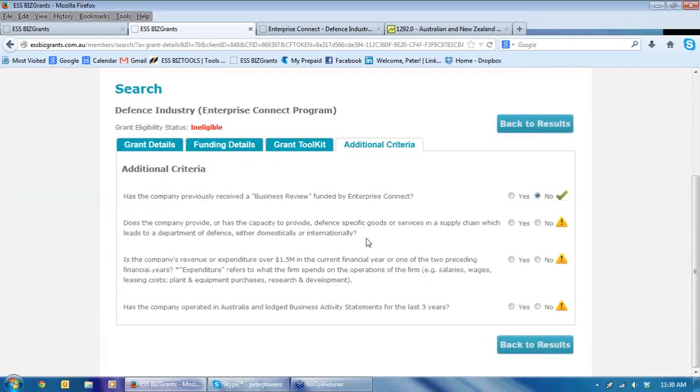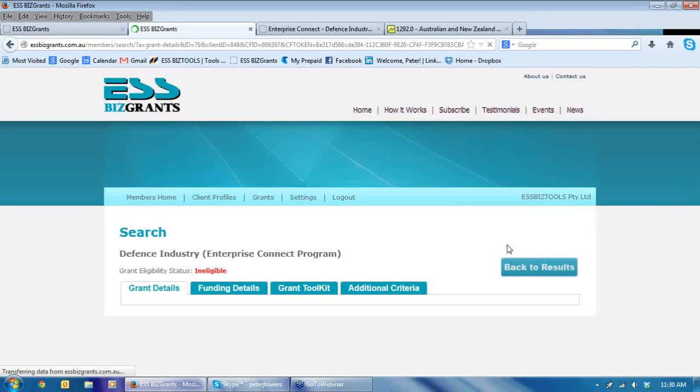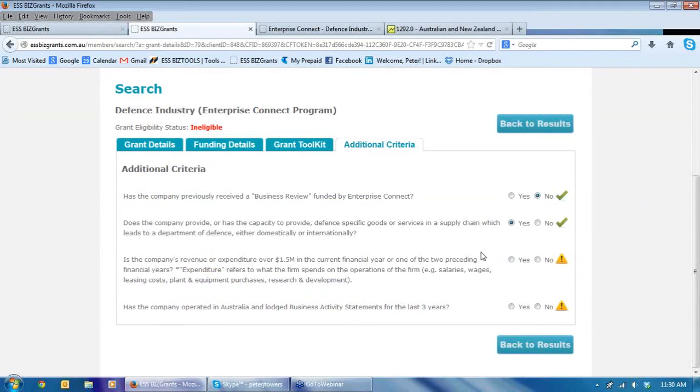Does the company provide or have the capacity to provide defence specific goods or services in a supply chain which leads to a Department of Defence? Now that can be anywhere, so it could be the New Zealand Department of Defence, which the client's working with, so we'll say yes to that.